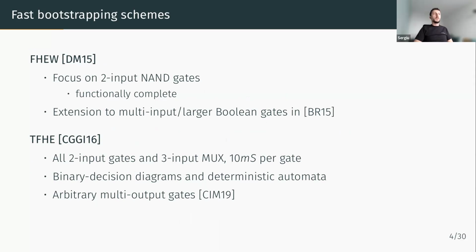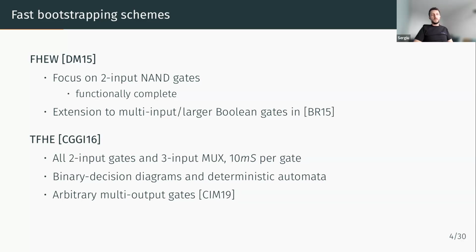So there are two main schemes. Historically, the first fast bootstrapping scheme was proposed by Ducas and Micciancio. It was the FHEW scheme. They focused on two-input NAND gates because a NAND gate is a functionally complete set of gates. You can implement any Boolean circuit using only NAND gates. This work was extended to multi-input or larger Boolean gates in a subsequent work. And the second scheme, which was proposed in 2016, was TFHE.